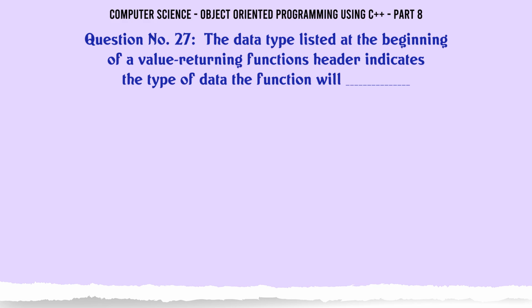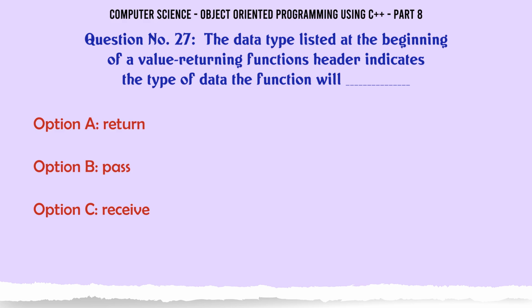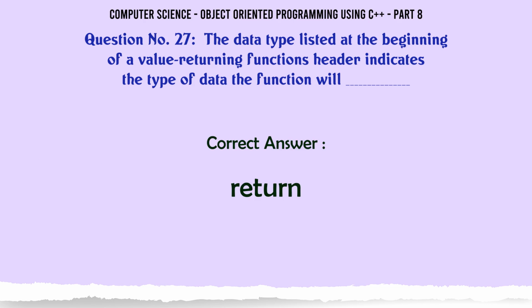The data type listed at the beginning of a value returning function's header indicates the type of data the function will A. Return. B. Pass. C. Receive. D. The correct answer is return.